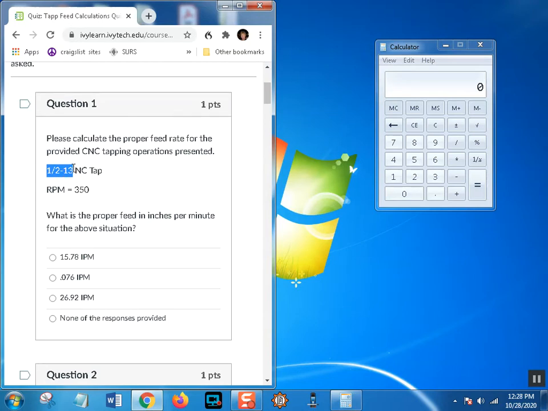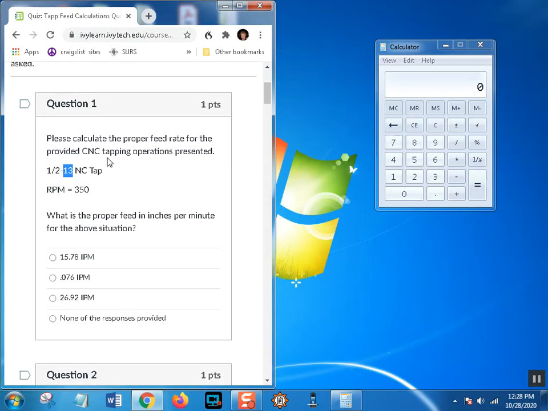Now that's how it's expressed in English. In metric, they just give you the pitch expressed as a decimal, which is a lot easier, because what we've got to do is, the first thing we're going to do is convert this 13 right here to a decimal. And then we're going to multiply that times our RPM.